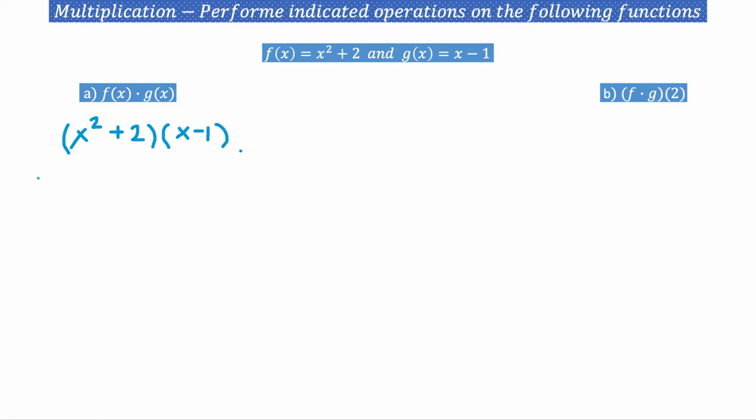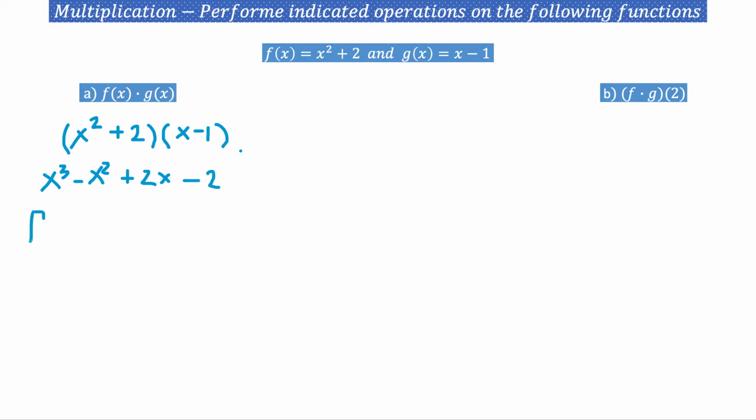So x squared times x is x cubed. So let me distribute here. It is x cubed. And x squared times minus 1 is a minus x squared. And now we are multiplying with the 2. 2 times x is a plus 2x. And now plus 2 times minus 1 is a minus 2.